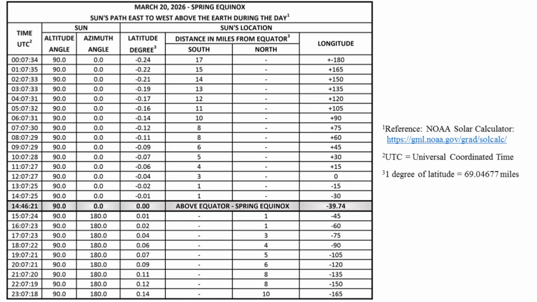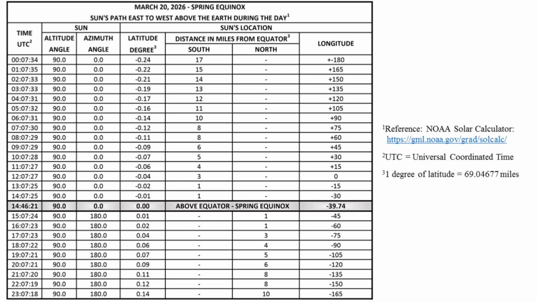This table shows the exact path of the sun, east to west, above the Earth during the day at solar hour increments in universal coordinated time, from plus 180 degrees longitude to minus 165 degrees longitude. This data was obtained from the NOAA Solar Calculator, with the time accurate to the second and the sun latitude degrees location accurate to 1/100th of a degree north or south of the equator.